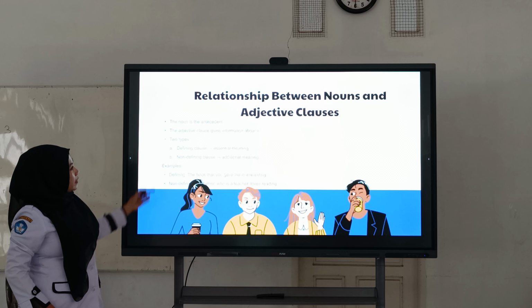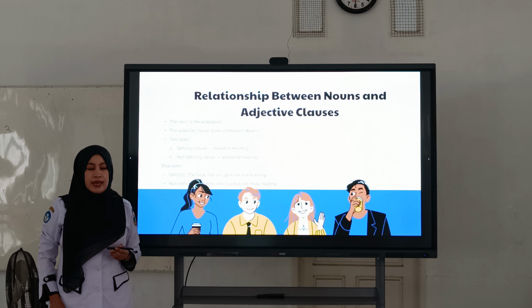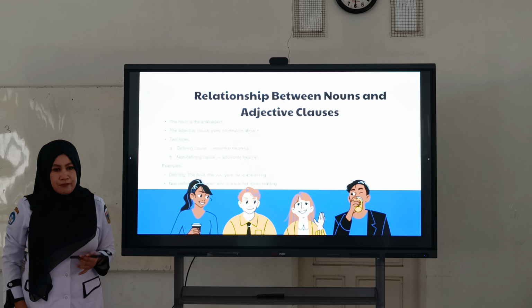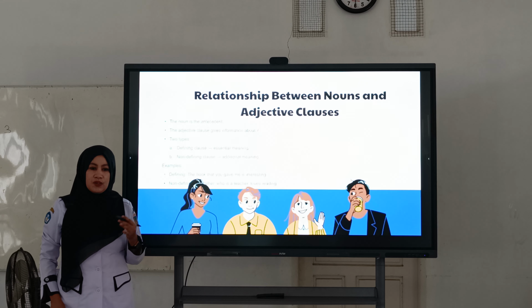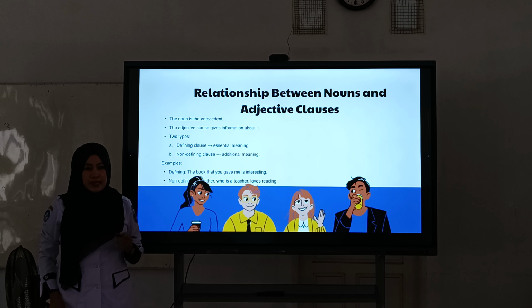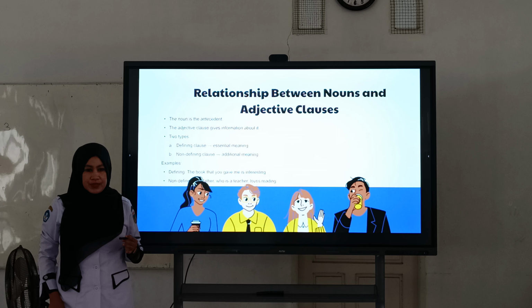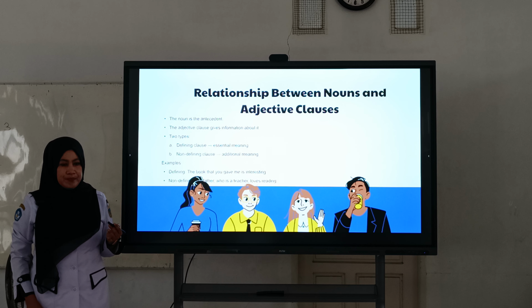Relationship between nouns and adjective clauses. The connection between nouns and adjective clauses is very close. The noun that the clause modifies is called the antecedent. Adjective clauses can be divided into two types, defining and non-defining clauses. A defining clause gives essential information that identifies the noun, such as the book that you gave me is interesting.